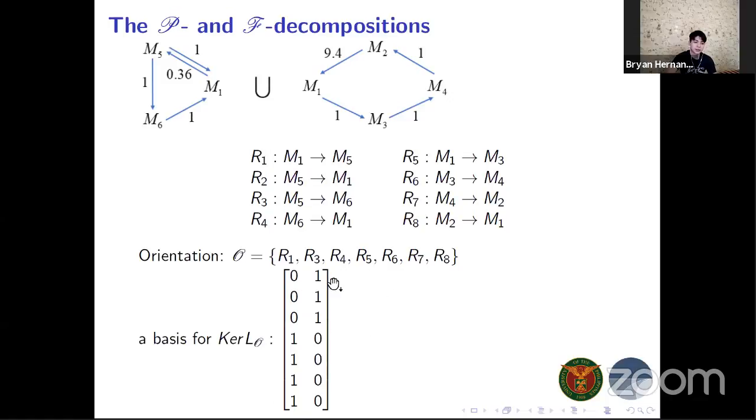And the basis for the kernel is the following. Now, the first row corresponds to R1, R3, R4, R5, until R8. So we can partition the orientation, which is a subset of the set of reactions R, into two equivalence classes. The first one is composed of R1, R3, and R4, and then the second class contains R5, R6, R7, and R8.